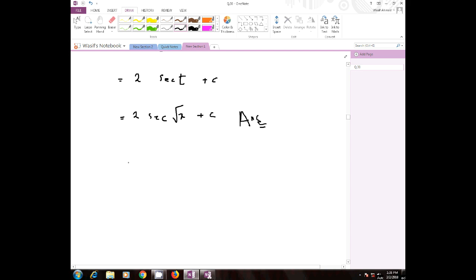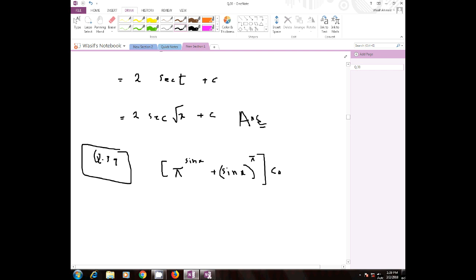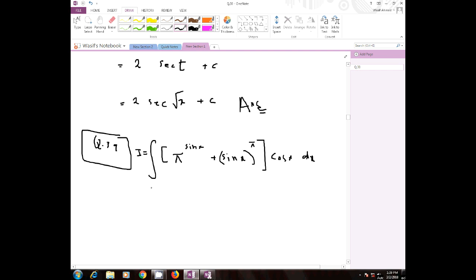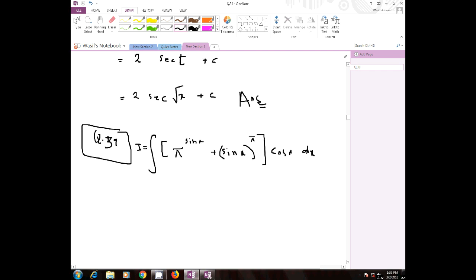The second last question is question number 39. This is also very simple. In this question you have to integrate pi raised to the power sin x plus sin x raised to the power pi, and cos x. You have to integrate it with respect to x, that its integral be I.